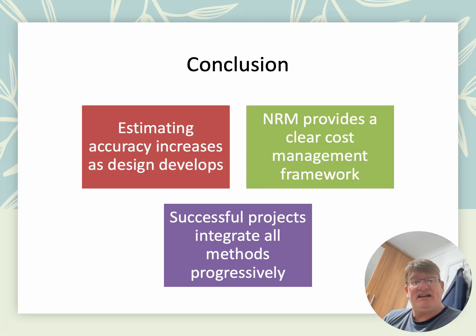Conclusions. Estimating accuracy increases as design develops along the RIBA plan of works because you have more information. NRM provides a clear cost management framework. It's a framework that helps you to quantify what you need, the measurement part of it, and that accurate quantification based on very strict rules, based on historical and up-to-date information, provides for a degree of certainty and consistency throughout the life cycle costing of the project.